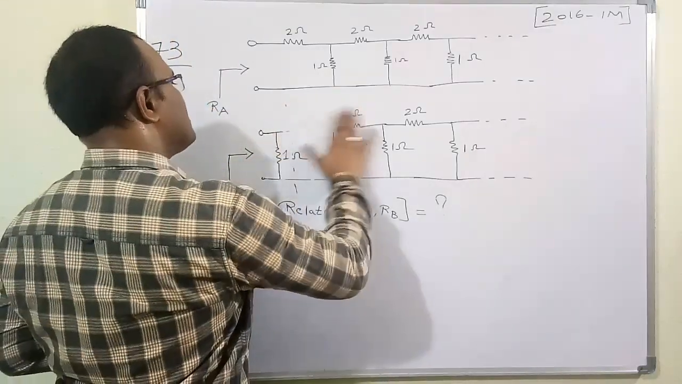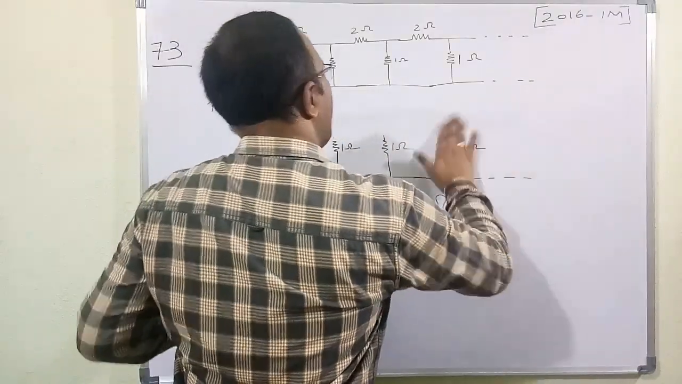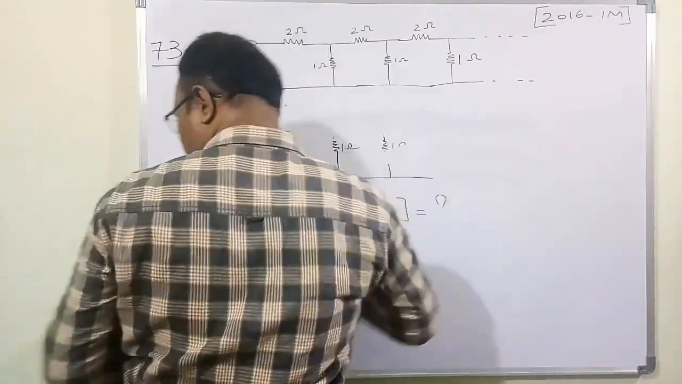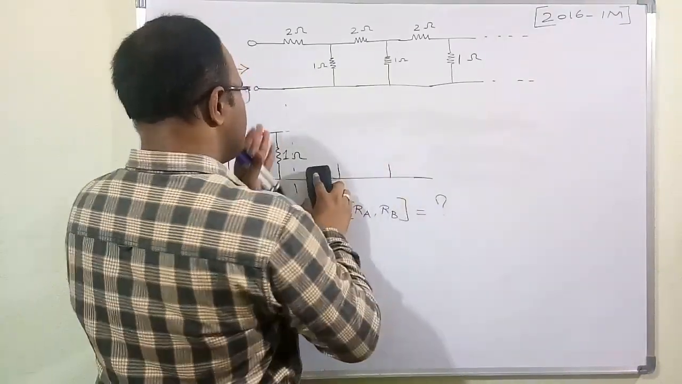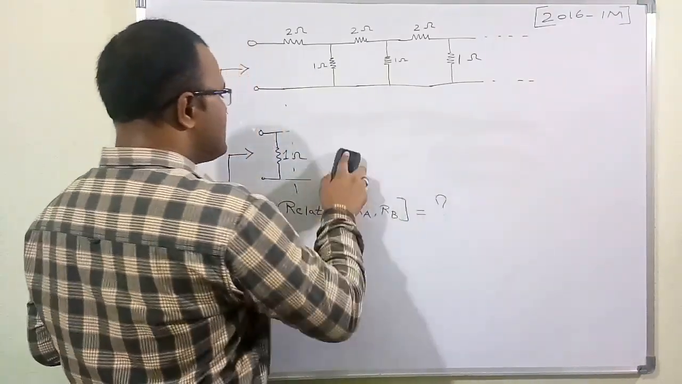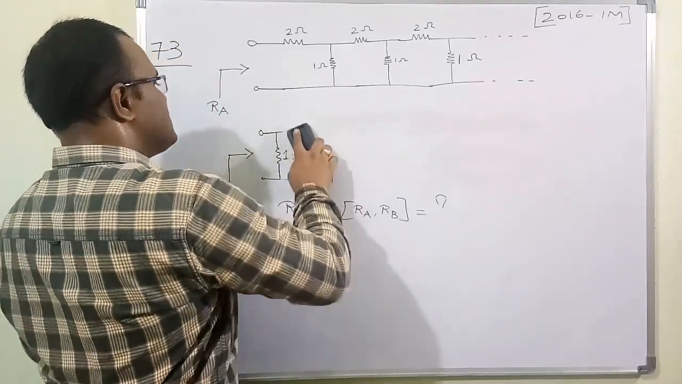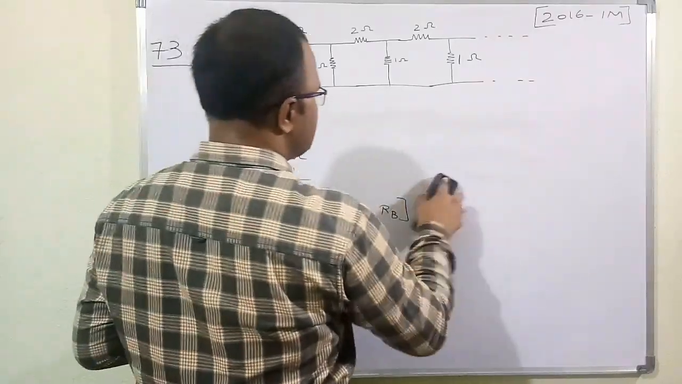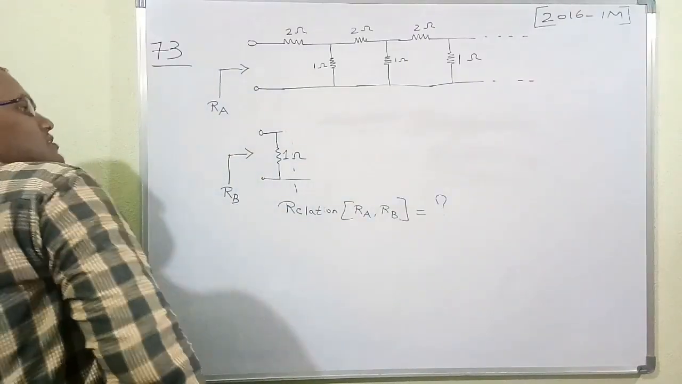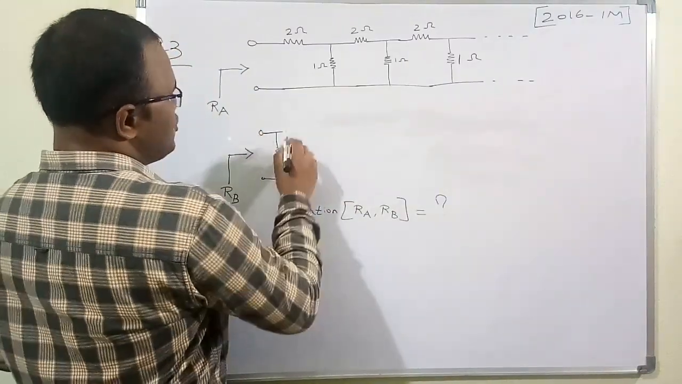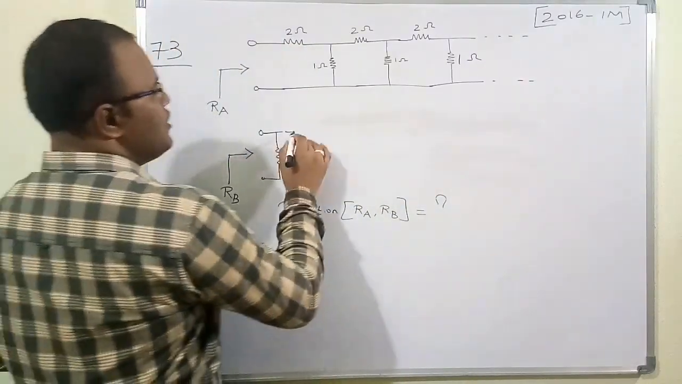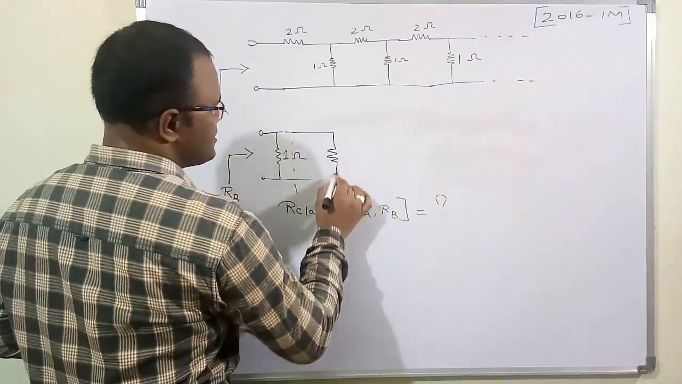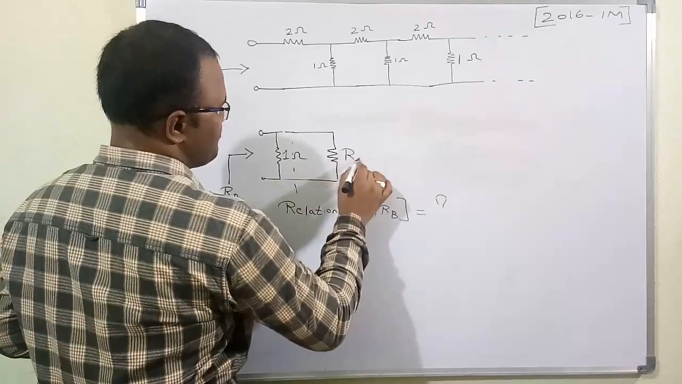So therefore, I am going to rub out all this circuit, because the effective resistance of this part of the circuit is already given by the first circuit's equivalent resistance, which is RA. So therefore, this whole circuit's resistance is RA, the equivalent resistance is RA.